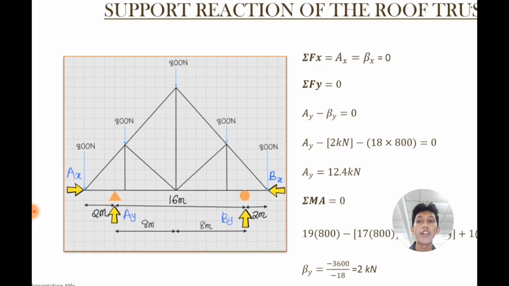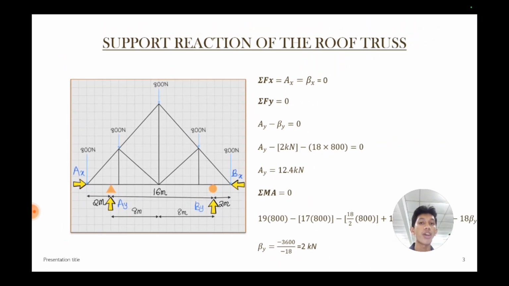So in this diagram, for the support reactions of the roof truss on the horizontal axis, there are no forces acting on the x-axis. We can assume that Fx equals 0. When moment is at equilibrium, force times distance, we can deduce the By reaction is 2 kN and Fy at equilibrium on the vertical is 12.4 kN in approximation for the forces.